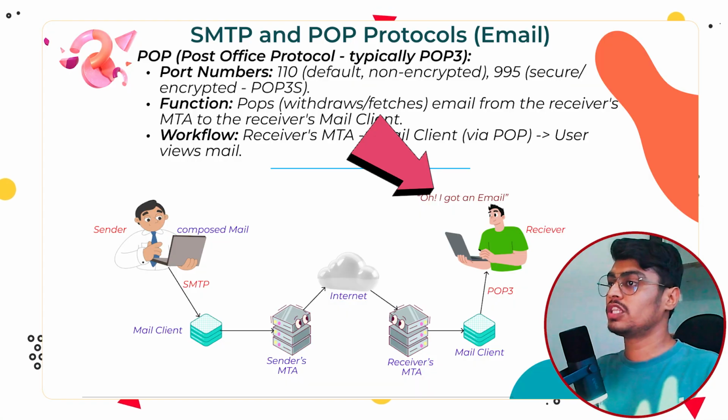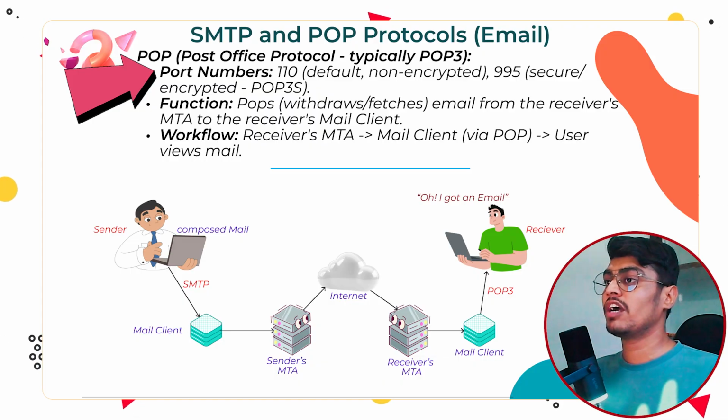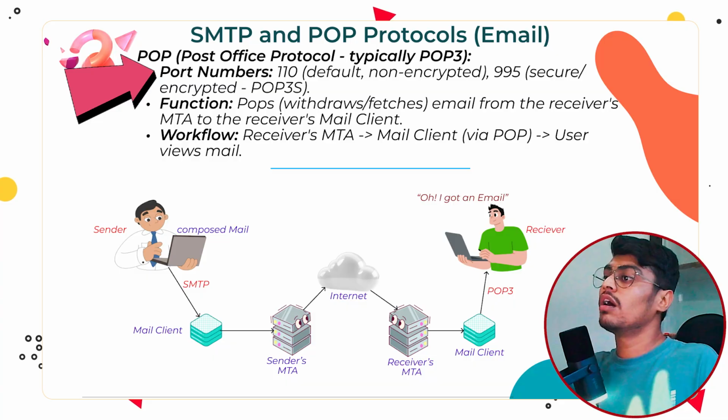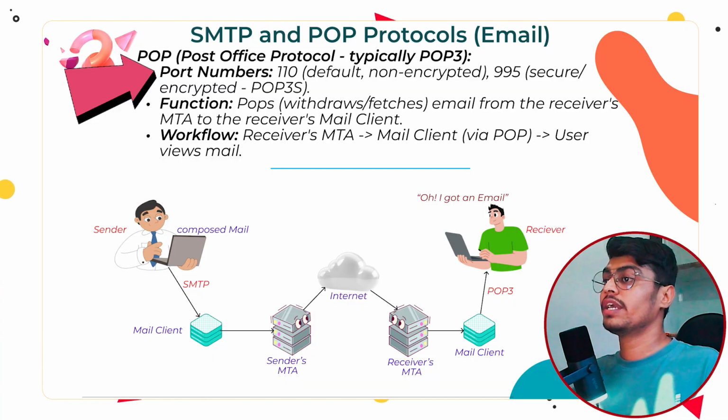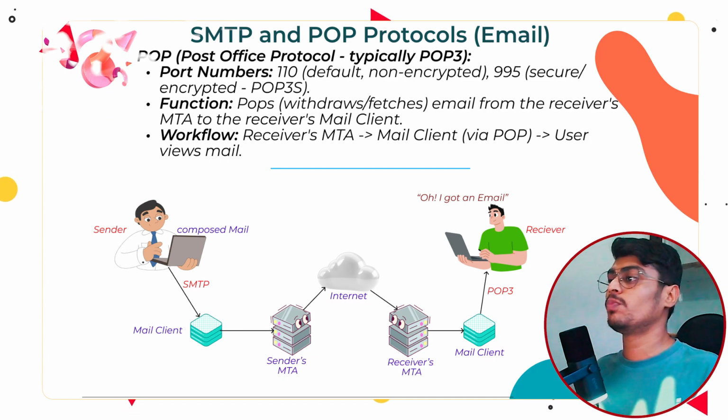POP uses the POP3 protocol. It also uses two ports. Port number 110 is the default POP3 port number, which is non-encrypted, and 995 is the port number you need to connect using POP securely. If you want to use it securely with encryption, then use 995. Without encryption, the default is POP3 on port number 110.